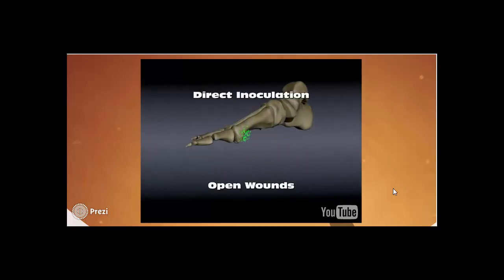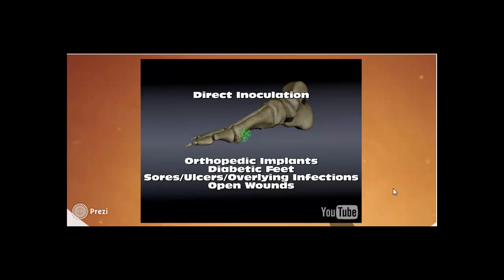Bone may also be exposed to microorganisms in open sores and overlying soft tissue infections. People with diabetes often have sores on their feet that can become infected. Orthopedic implants such as plates, screws, and knee replacement prostheses make good places for bacteria to grow.